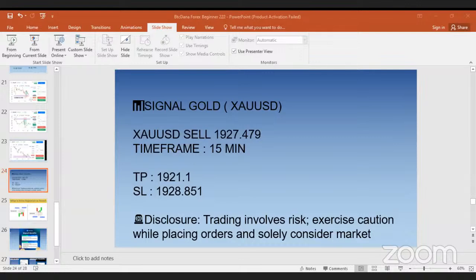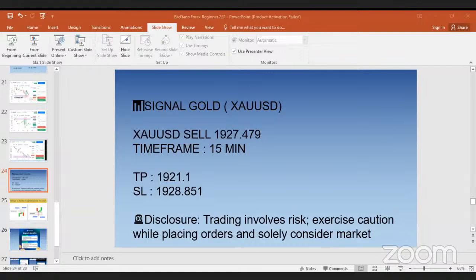And this is the time frame. The signal is telling you this whole signal was gotten on the 15-minute time frame. Then this is the take profit and your stop loss. This is what you enter for the take profit, and this is what you enter for the stop loss. I'm going to show you on my BtcDana trading application also, using all of these. I hope this is clear.